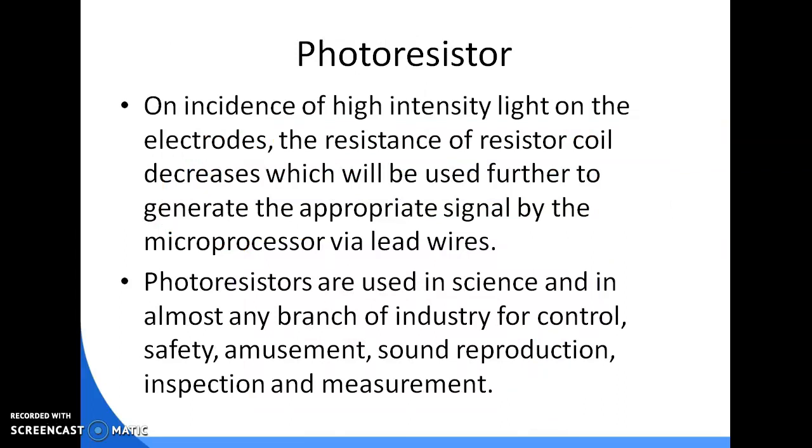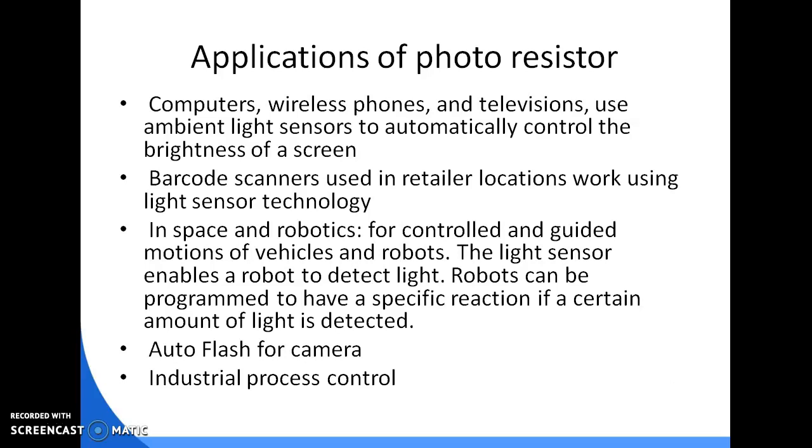On incidence of high intensity light on the electrodes, the resistance of the resistor coil decreases, which will be used further by the microprocessor to generate the appropriate signal by using these lead wires. Photoresistors are used in science and in almost any branch of industry for control and safety, for amusement, for sound reproduction, and for inspection and measurement purposes. The applications of photoresistors are given below.